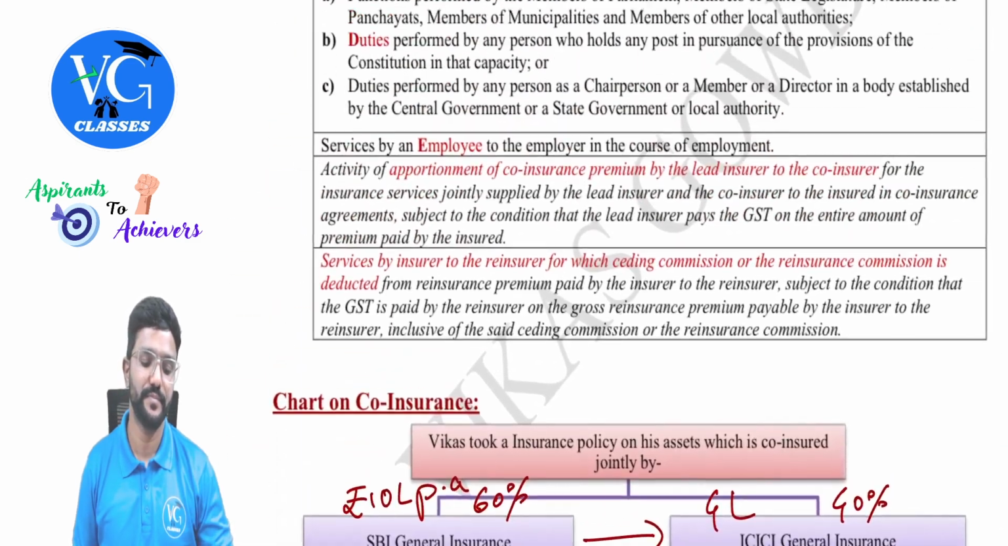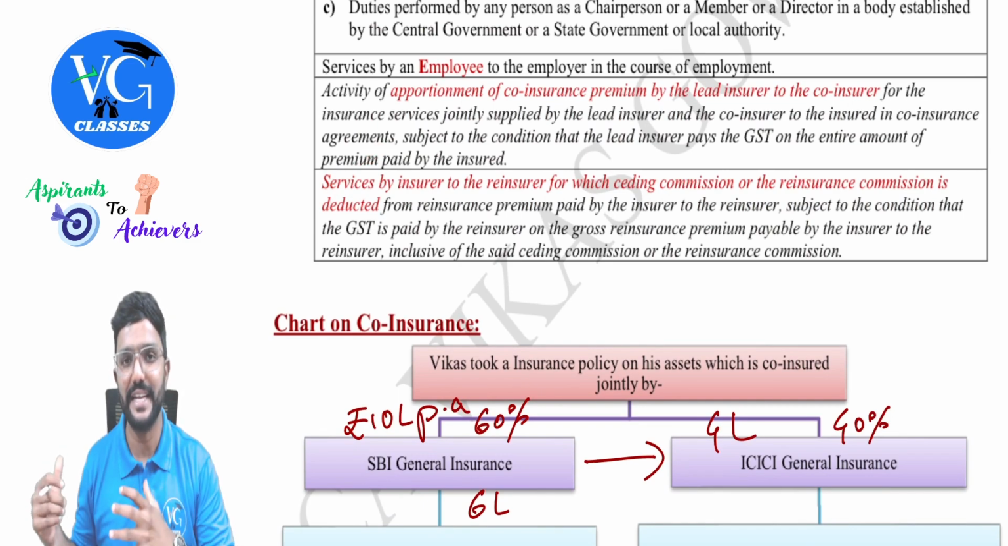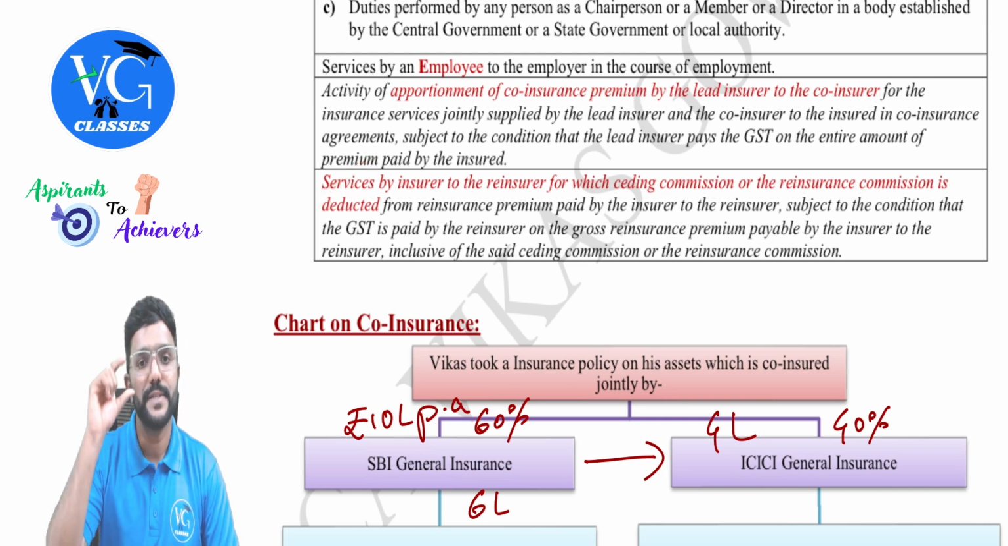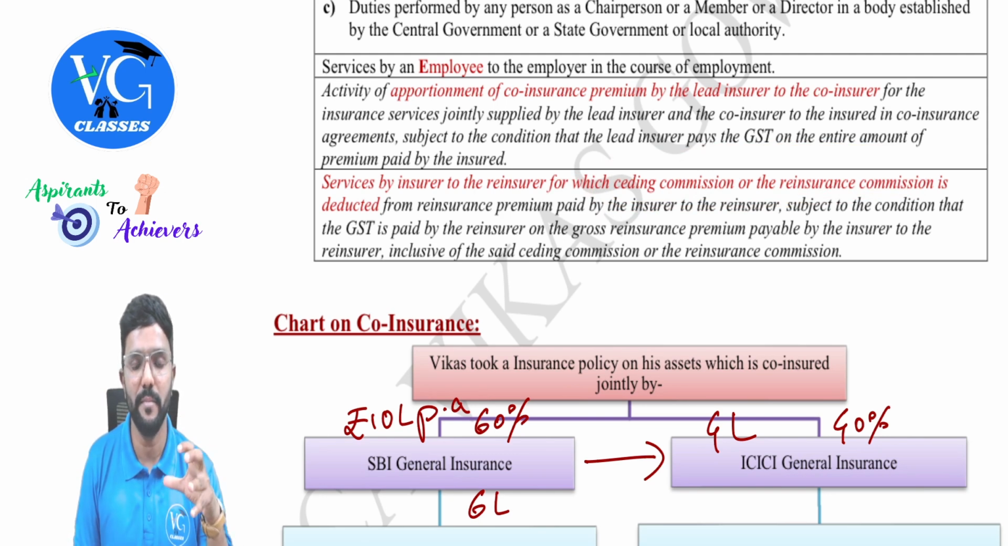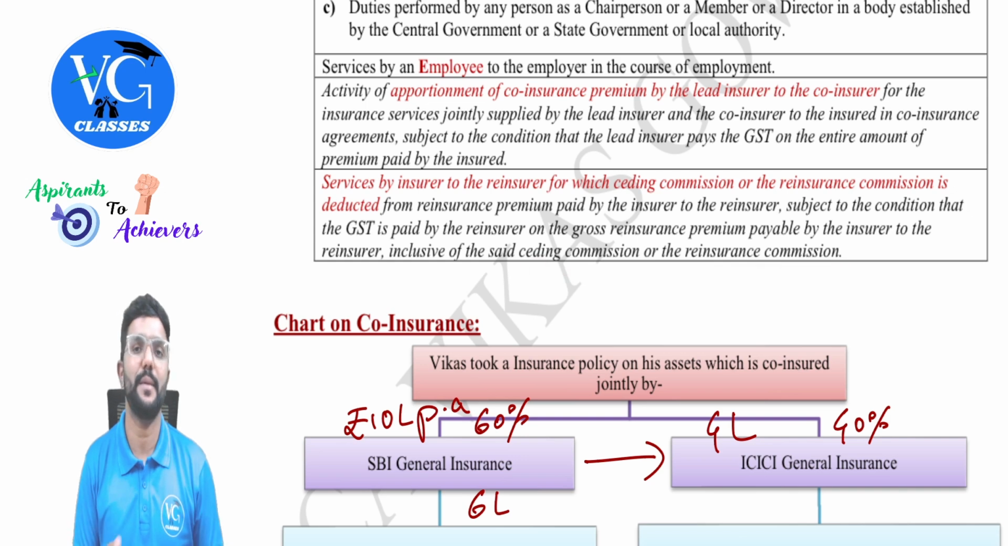Now let us go and read it. Actually, if you just read this paragraph, you may not get 100% clarity. That is why I am explaining it through an example, guys. Okay, sure. Services by an insurer to the reinsurer for which ceding commission or reinsurance commission, one and the same, which in my example is 4 lakh, is deducted from the reinsurance premium paid by the insurer to the reinsurer, subject to the condition that the GST is paid by the reinsurer on the gross reinsurance premium payable by the insurer to the reinsurer, inclusive of the said ceding commission or reinsurance commission, guys.